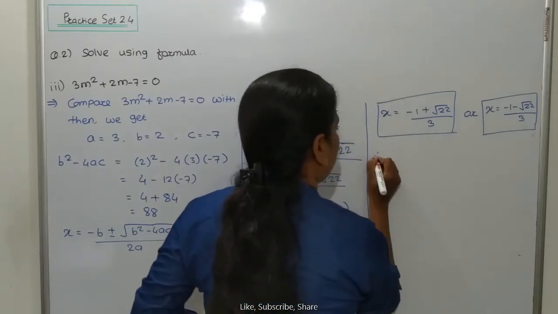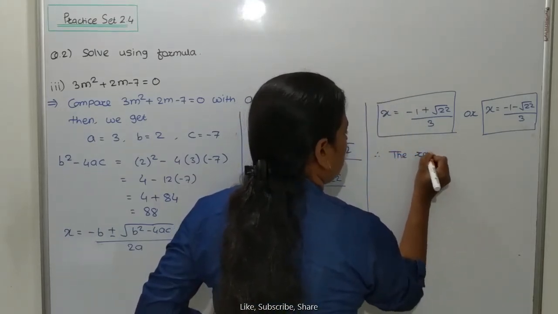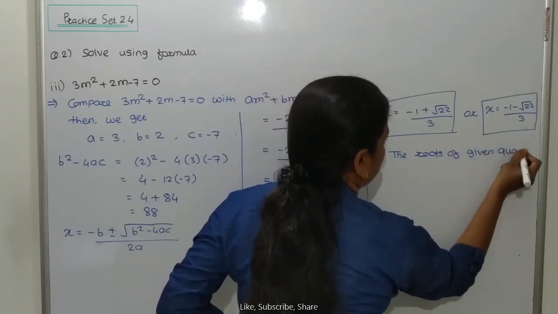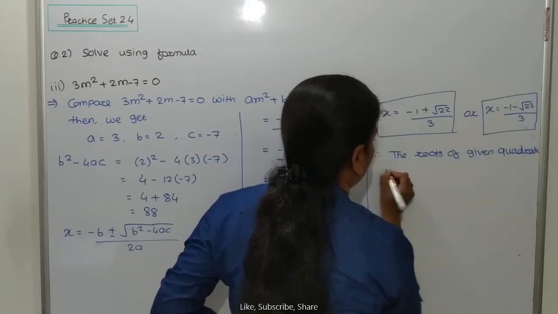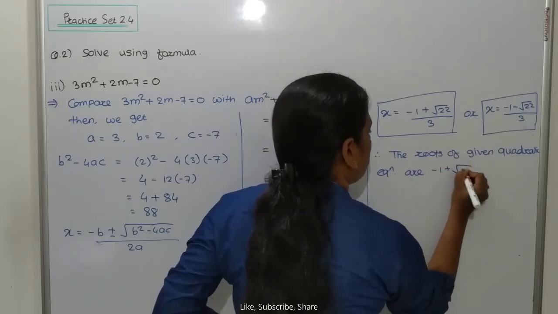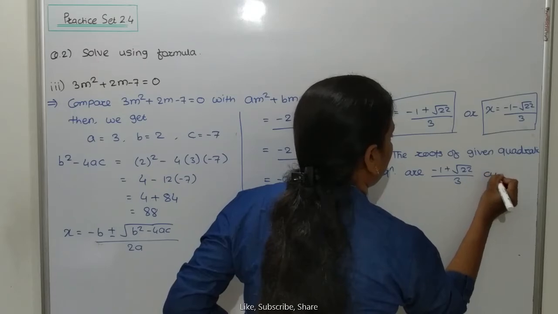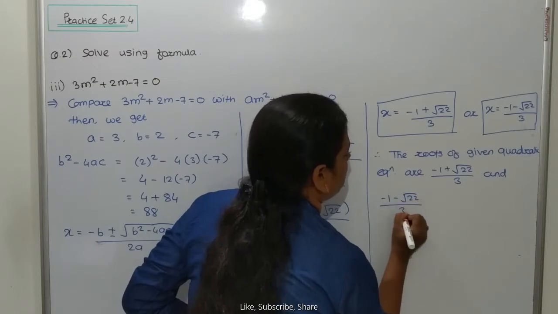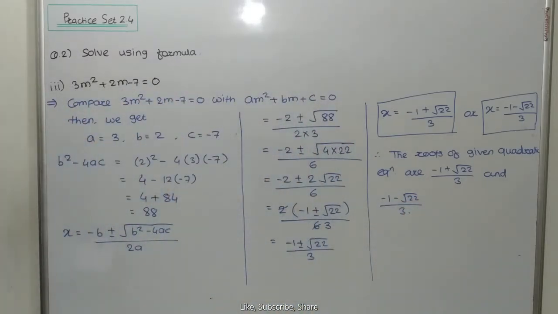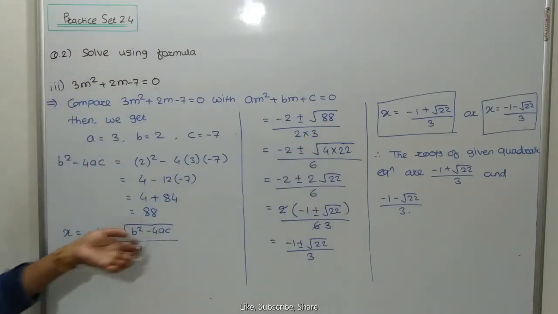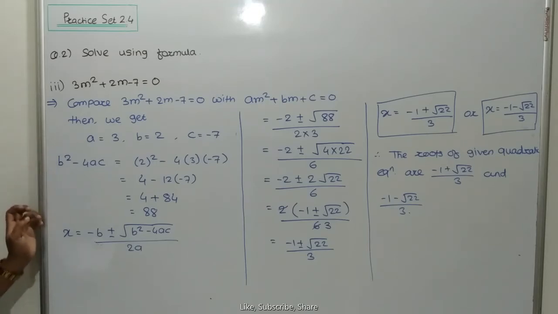So how to write down? Therefore, the roots of the given quadratic equation are -1 plus root 22 upon 3 and -1 minus root 22 upon 3. So in this way we have to solve your question number 3. Only we have to know how to factorize 88, then it is simple. Otherwise the other steps and procedure are the same as we have solved in earlier examples.